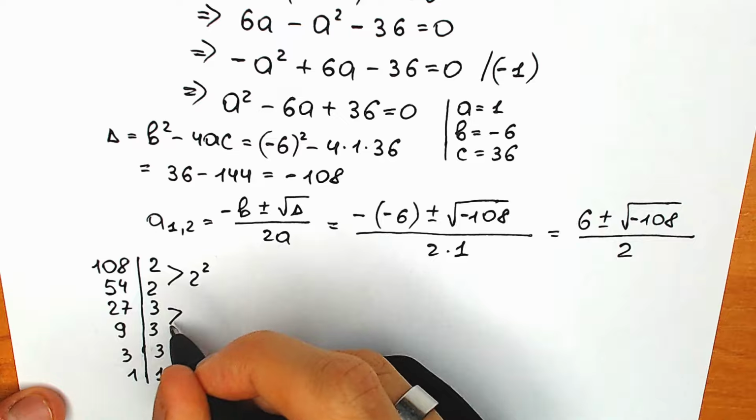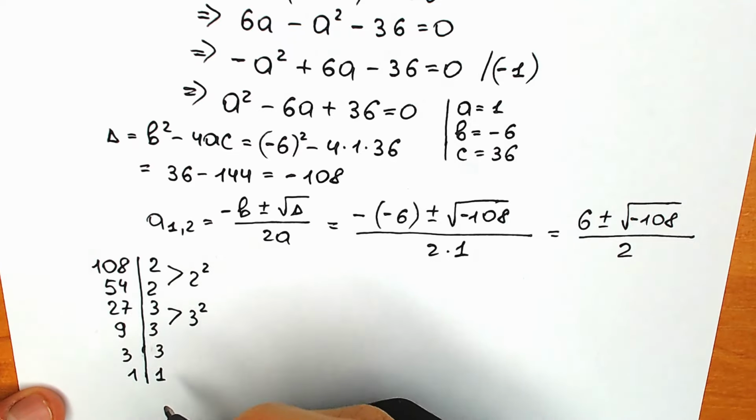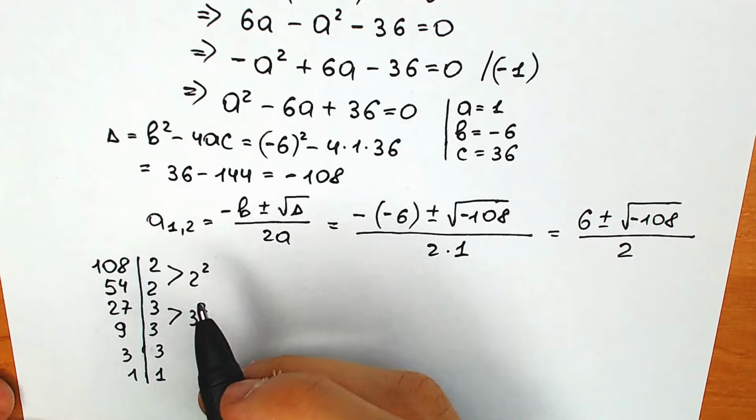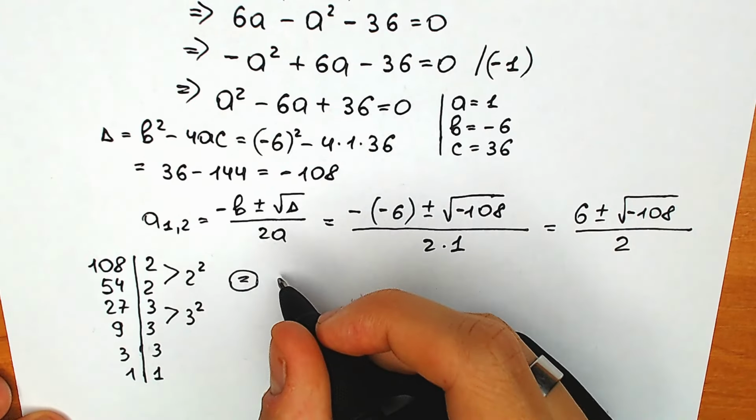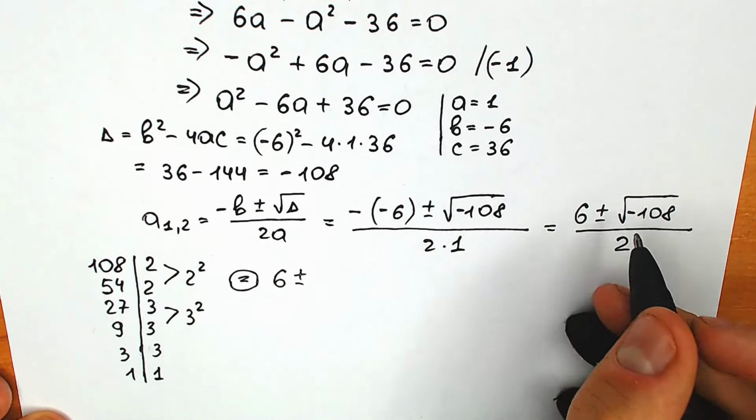Right here we have 3 squared. Yes, 3 squared. We have 3 and 1. So this 108 can be written as... So let's continue our simplification. So we have 6 plus minus. We have right here minus.